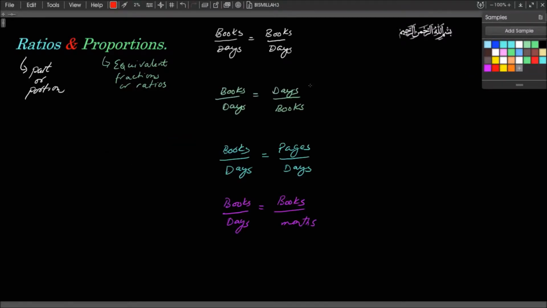Now, there are some basic rules that you have to follow when writing proportions. For example, if you wrote books in the number of days in the first ratio, the second ratio has to be also books in days, like this. You can't write the first ratio as books in days and the second ratio as days over books. This would be incorrect. Or you can't write books over days in the first ratio and write pages over days in the second ratio. That would also be incorrect. Also, you can't write books over days in the first ratio and write books over months in the second ratio. That would be also wrong. Thus, the numerator and the denominator have to be consistent.